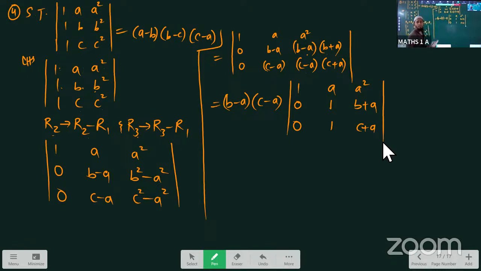Now here again we have a determinant property. If in a row or column, two zeros are there like this, you can neglect this row and this column.